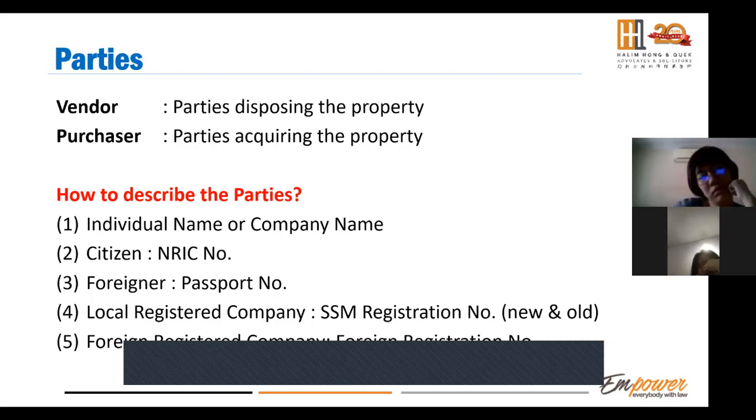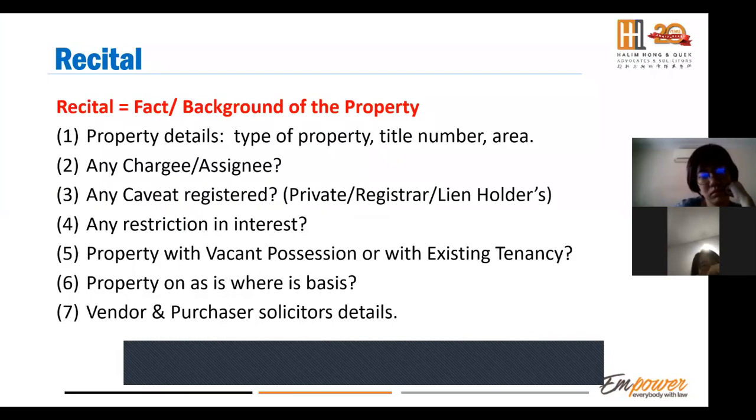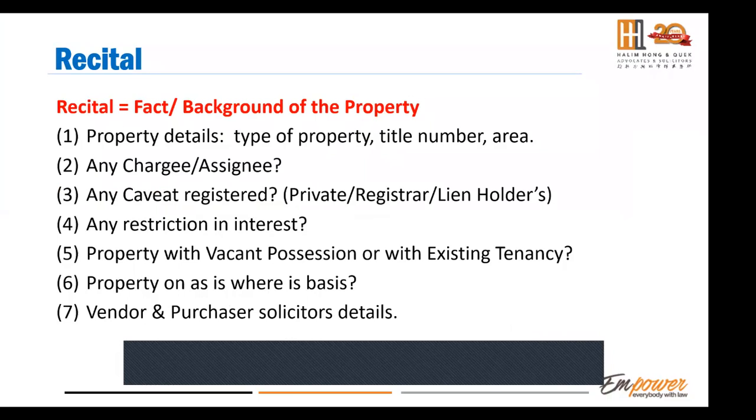Go next. Okay. Next, after parties, sometimes you will see the property details like the title, what is the type of the property. All those we call a recital. Recital, not everything you can put in. Okay, you don't put in all the terms and conditions in the recital. Recital basically is just talking about the fact or the background of the property or the transaction itself.